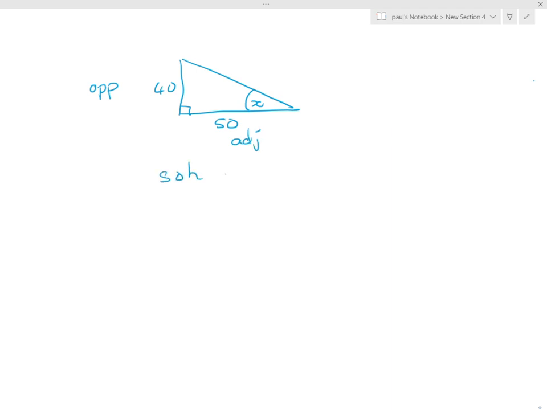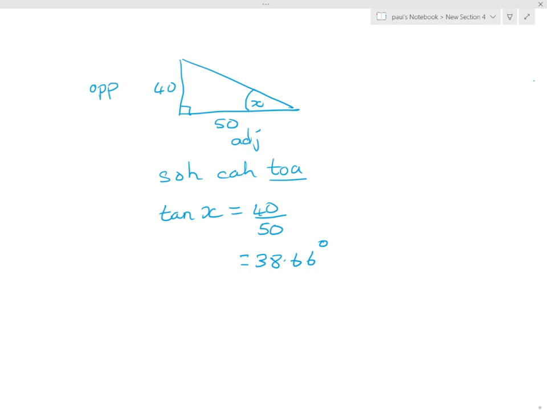So SOH CAH TOA, right, tangent, opposite and adjacent, this one. So tan x equals opposite divided by the adjacent, which is 50. So again, we do shift tan 40 divided by 50 equals 38.66 degrees. Yeah.